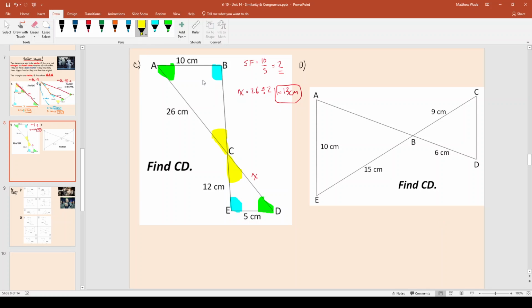Okie doke, and you're back, buddies. Let's check it out. Well, this yellow is definitely going to match this yellow here. For sure, for sure, for sure, because they are opposite to one another.